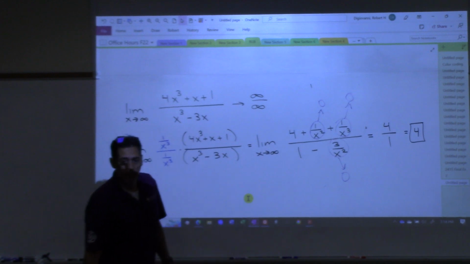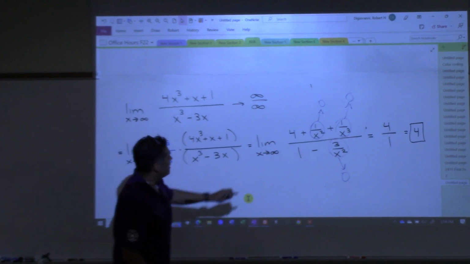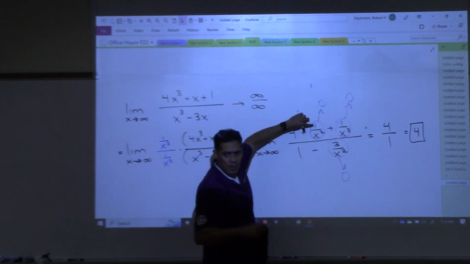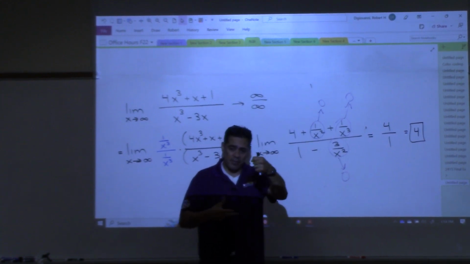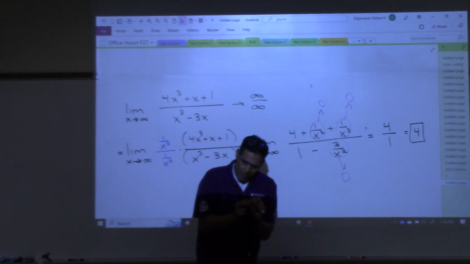Yes? Why does it go to 0? Because you have up top a fixed number, and then the bottom is getting huge. Anytime you have a fixed number over a huge number, it gets really, really small.